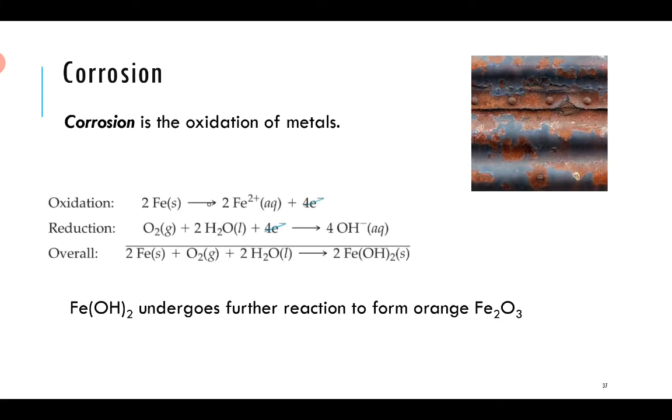All right. Corrosion is the oxidation of metals. So anytime you see like rust on something, that's oxidation that's occurred on the metal. The process for iron rusting is actually several steps, but the first step involves iron reacting with oxygen gas and water. 4 electrons are exchanged. You actually form iron hydroxide first, but the iron hydroxide reacts further in order to form iron 3 oxide.